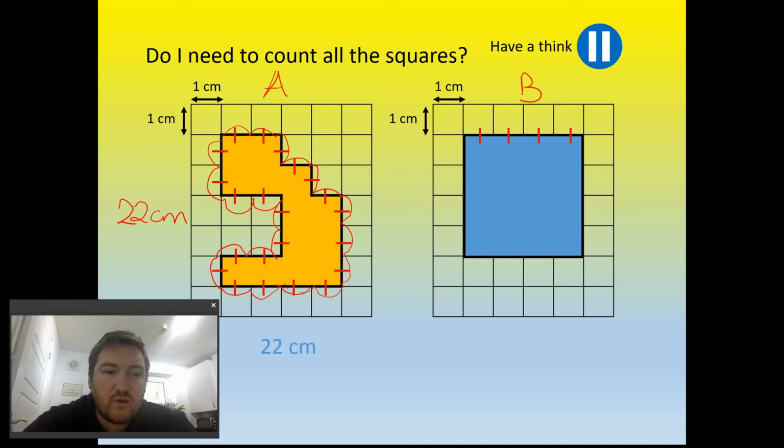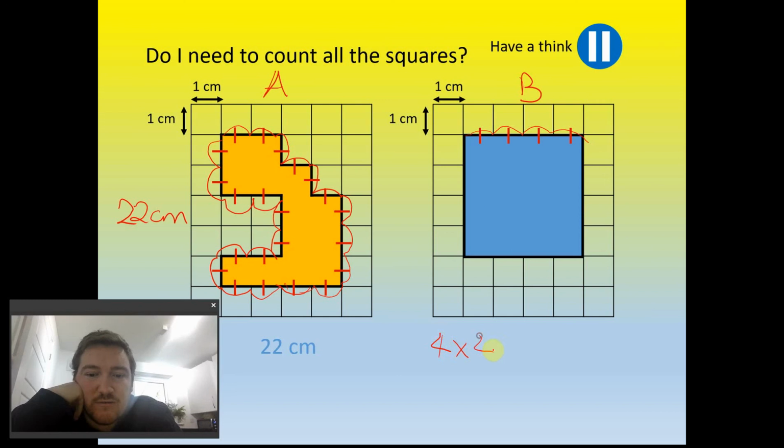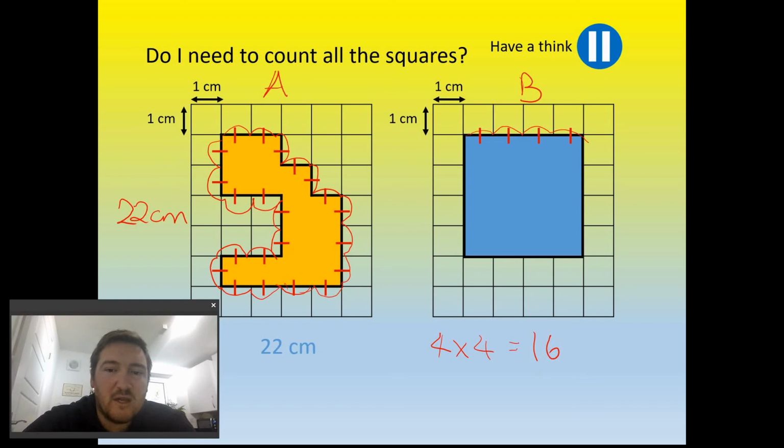So we've got a square here. Now one of the features of a square is that it has 4 equal sides. So if something is equal, we know that one side equaling 1, 2, 3, 4, we need 4 times 4. Has anyone worked it out yet? 16. So our perimeter for B is 16.